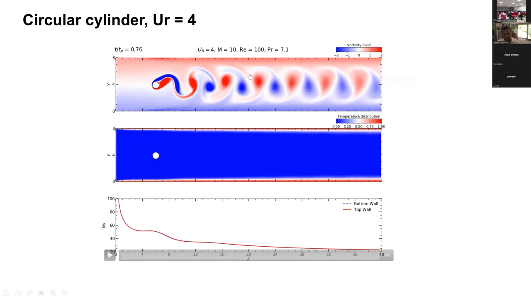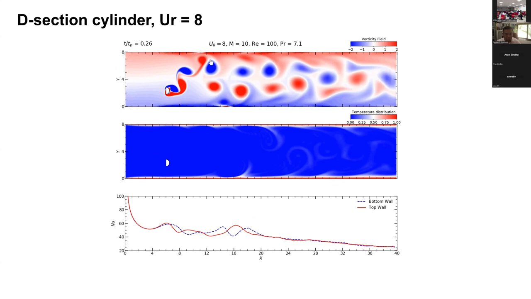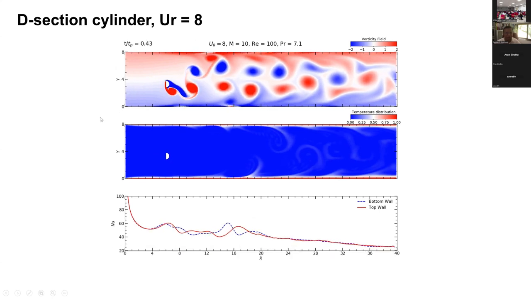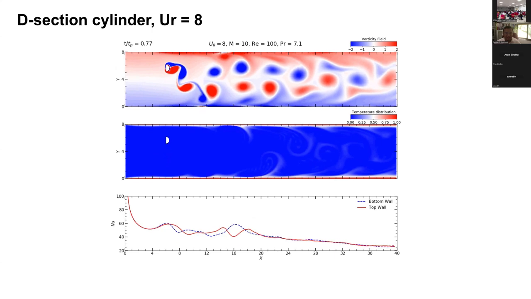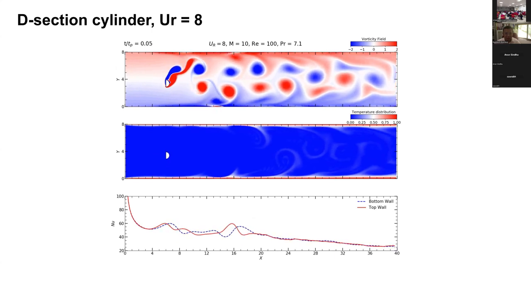So this is again a similar condition, but the shape has changed. And although we are changing the shape, we are keeping the mass ratio, which is the mass of the cylinder by its displaced fluid, constant, such that there are no inertia effects when we compare different shapes. This is the D section cylinder, and of course, here the reduced velocity is also important. So this is reduced velocity 8. And now if you see the D section, it starts to gallop, and we'll discuss what galloping is.